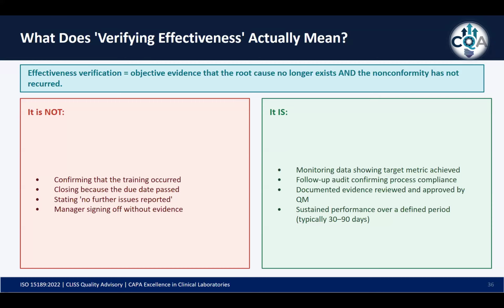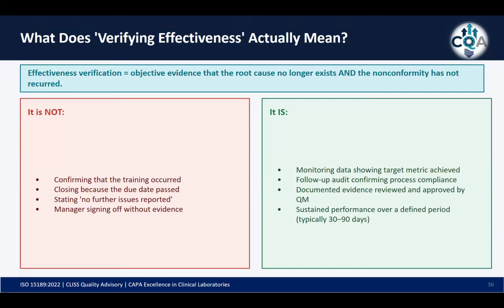The manager, it is not about the manager signing it off without evidence. Like I'm saying, because you have an audit coming next week, you take all the forms to the manager, and the manager just signs them off. But rather, it is monitoring and showing the target metric has been achieved. Remember the target metric that we said you predefine, to say this will be used as evidence of effectiveness. It is about follow-up audits confirming the process compliance. It is about documented evidence reviewed and approved by the quality manager.